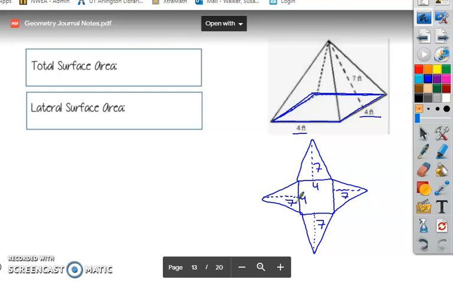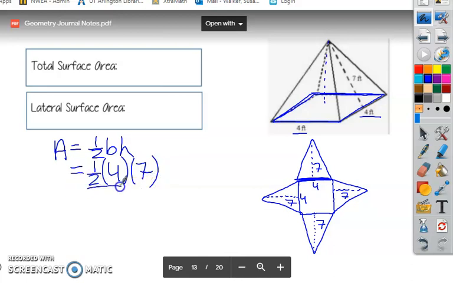So let's start with lateral. Lateral would be all of the triangles, right? So A equals half BH. Half of 4 and 7. Remember, 7 comes from that slant height, not the altitude. Okay, half of 4, 2 times 7, 14. 14 feet squared.